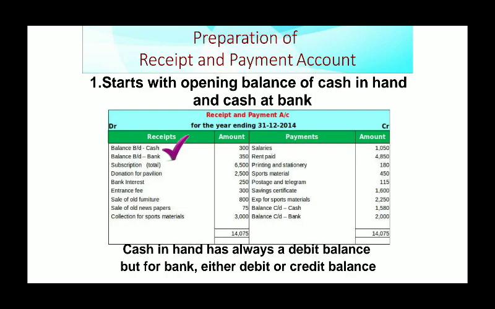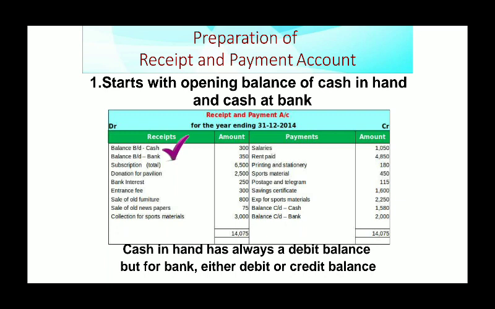You can see the format of receipts and payment account. Since it is prepared for the year, we have to write for the year ending. On the debit side, all the receipts, first of all the opening balances and all other receipts, whether they belong to current year or previous year or next year, or whether they are of capital nature or revenue nature. On the other hand, the credit side contains payments, whether they belong to capital expenditure or revenue expenditure, and finally at the end it will contain closing cash and bank balance.